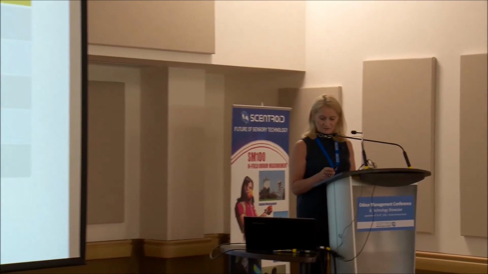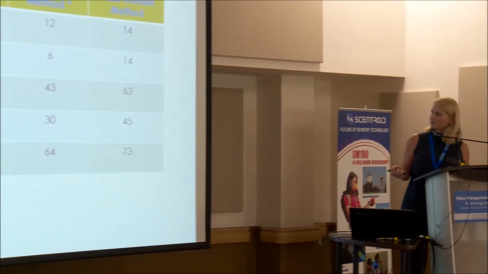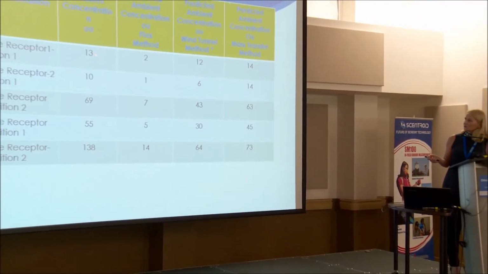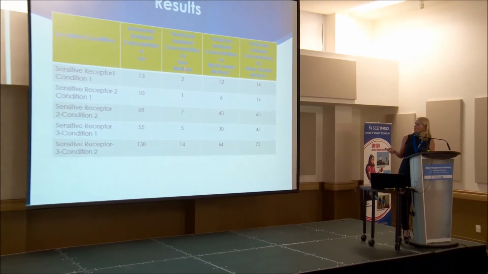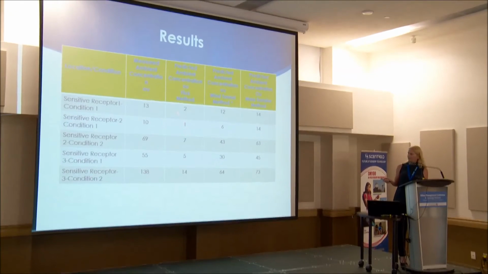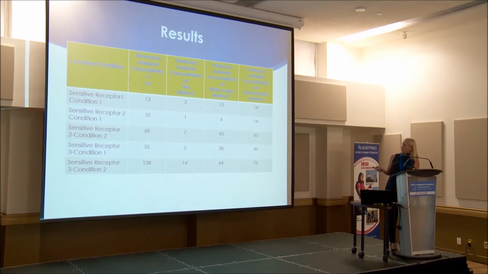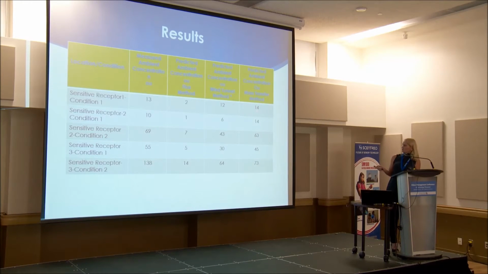The results. When you look at the results for the sensitive receptor 1, condition 1, we measured 13. Predicted by measuring by the flux chamber was 2. Predicted by the wind tunnel, we multiply the flux by the wind tunnel by a factor of 6. Predicted by the new method, we ended up with 14.